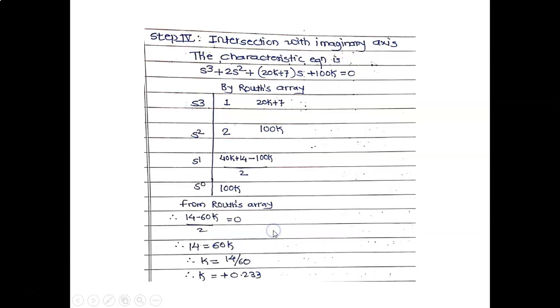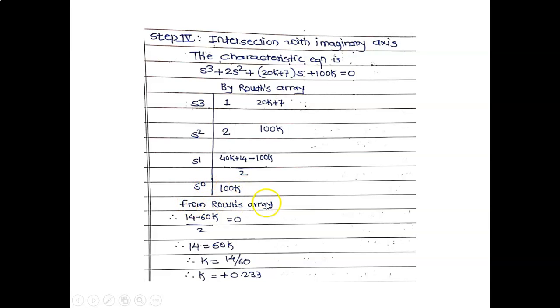Therefore next, intersection with imaginary axis. The characteristic equation is s cube plus 2s square plus (20k plus 7) into s plus 100k is equal to 0. Therefore by Routh's array, now s cube, s square, s raised to 1, s raised to 0, here 1, 20k plus 7, 2, 100k. Therefore by multiplication, 100k into 1 minus 2 into (20k plus 7), that is 40k plus 14 minus 100k divided by 2, and for s raised to 0, 100k term will be there.